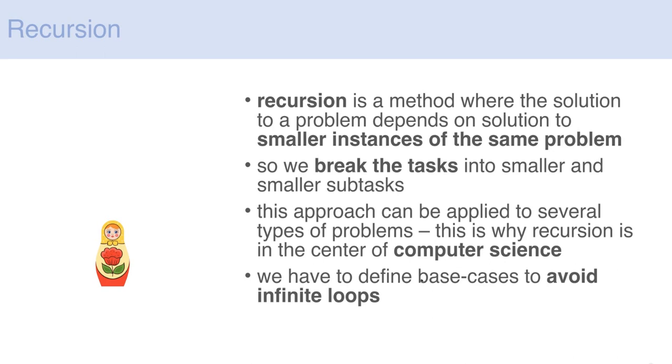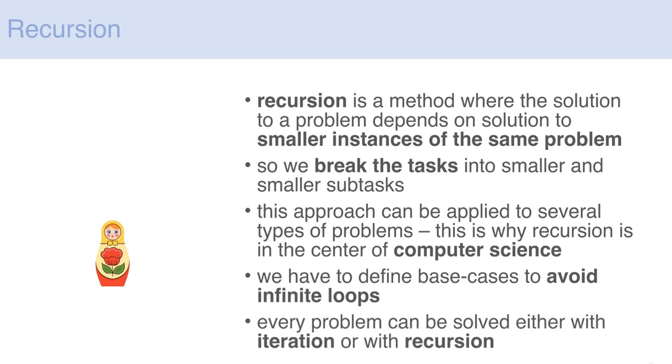And then it is important to define the base cases. This is the case with the smallest item. We have to avoid infinite loops, so somehow we have to track when to stop recursion. And finally, every single problem can be solved either with iteration or with recursion. So if we have a recursive approach, we can transform that recursion into iteration and vice versa. If we have an iterative approach, we can transform it into recursion.